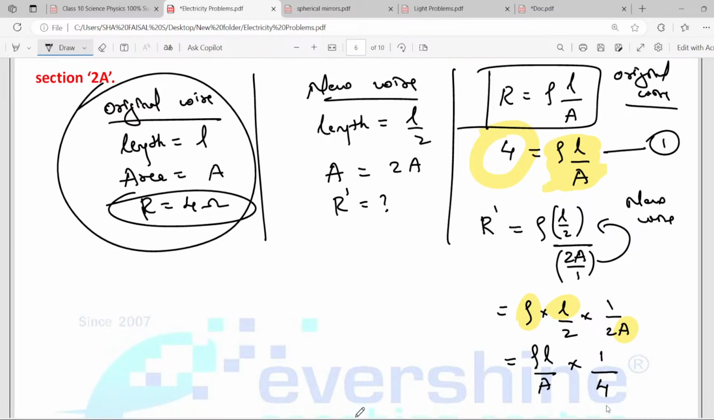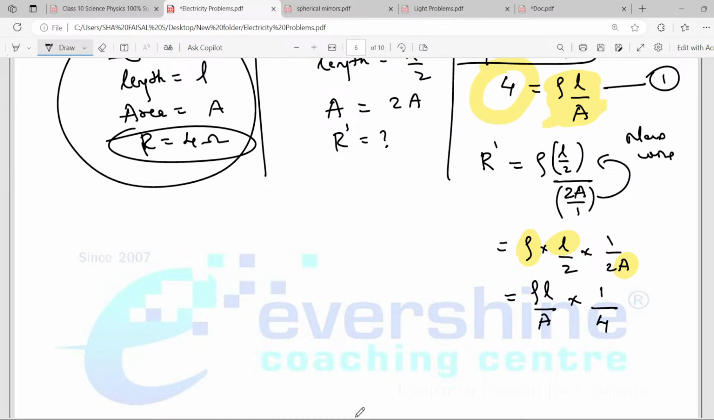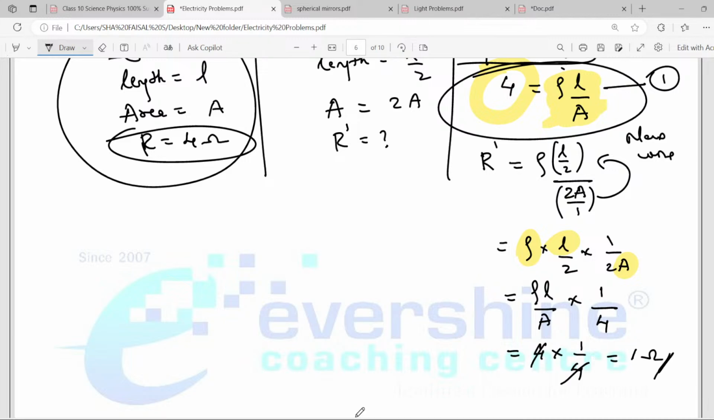रो L by A को हम बाहर निकाल लिए. अभी बचा उसमें क्या है? 2 into 2 is 4. Now what is rho L by A from equation 1? Rho L by A is 4 into 1 by 4. 4 gets cancelled. Answer is 1 ohm. So the final answer is, resistance of new wire is 1 ohm. Resistance of new wire is 1 ohm. Followed? Is this clear?